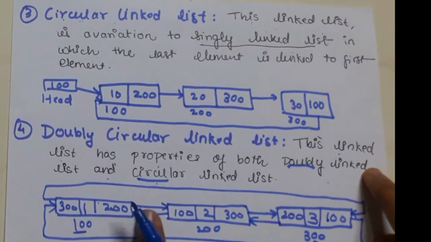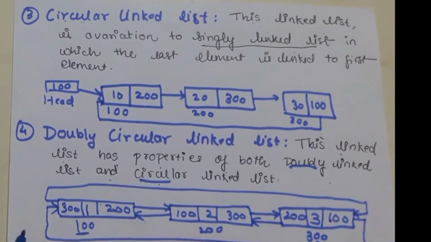Okay. So this is doubly, as well as there are circular loops. So doubly circular linked list. And again there will be a head pointer, which is a reference to the first node. Okay. So these are the 4 types of linked list: singly linked list, doubly linked list, circular linked list and doubly circular linked list.